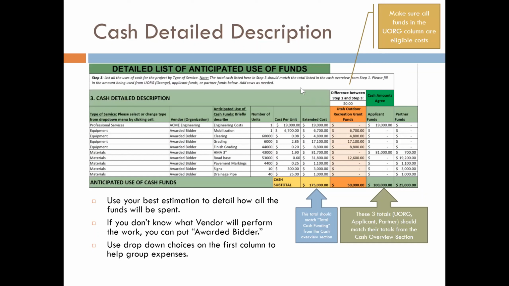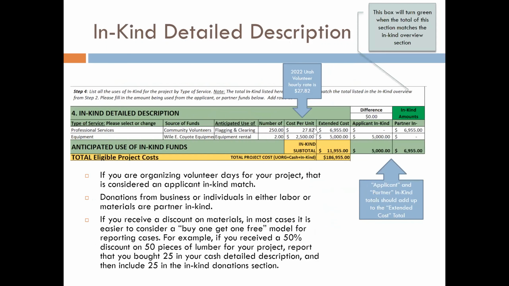Here in Section 3, with the cash detail description, you'll go ahead and put the type of service, the vendor. If you don't know which vendor you'll be going with, go ahead and put awarded bidder, and then use your best to estimate all the costs that you'll be using in your grant. Pay attention to these 3 columns, the Utah Outdoor Recreation Grant Funds, the applicant funds, and the partner funds. In the Outdoor Recreation Grant Funds, make sure all the funds in the column are eligible costs. The rest, go ahead and assign who will be paying for each for the grant budget. These 3 columns should add up to the extended cost, which is also the same as your total cash for the project.